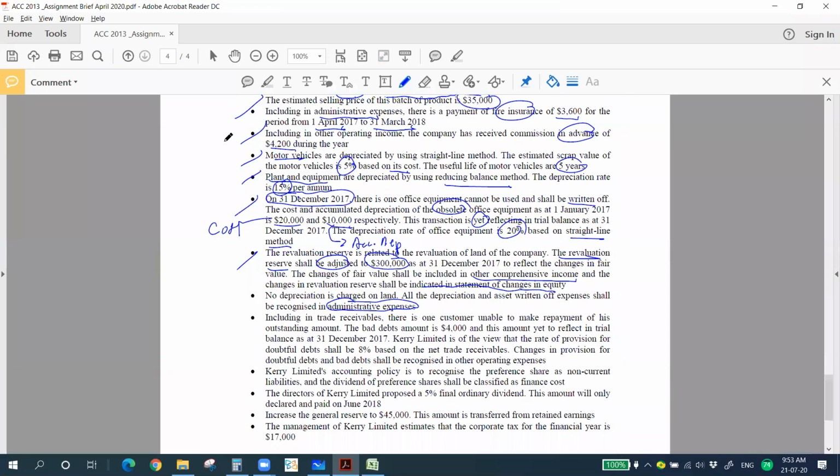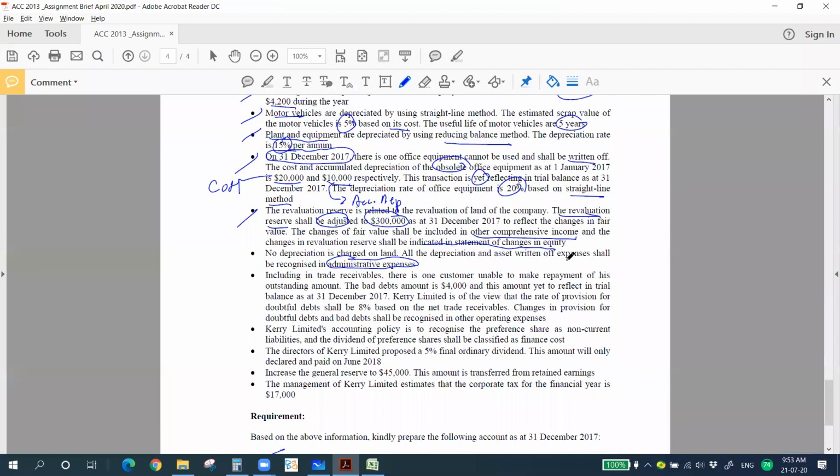Next one. They say that no depreciation is charged on the land and all depreciation and written off expenses should be recognized in administrative expenses. So this one, okay, no need to do anything. This is just a further explanation for the previous. Next one. Included in your trade receivables, there is one customer unable to make repayment of his outstanding amount. The bad debts amounting to 4,000 are not yet reflected in the trial balance as at 31st December 2017. It means that the bad debts of 4,000 are not yet recorded in the account. KLIMI Limited is of the view that the rate of provision for doubtful debts shall be 8% based on the net trade receivables. Changes in the provision for doubtful debts and bad debts should be recognized in other operating expenses.